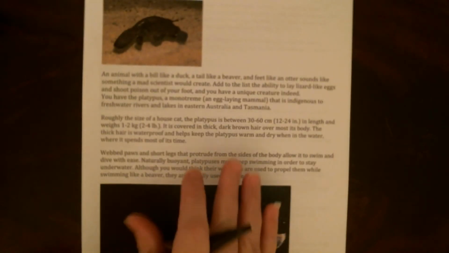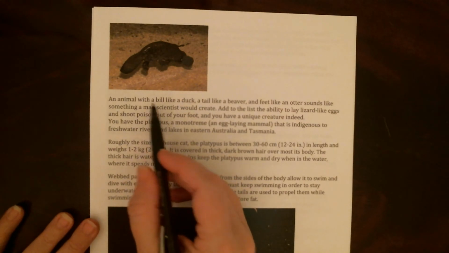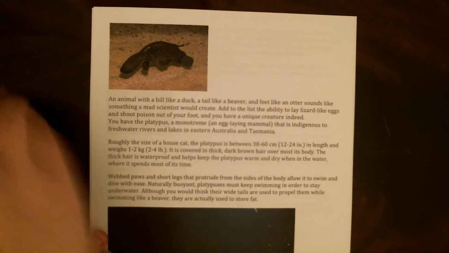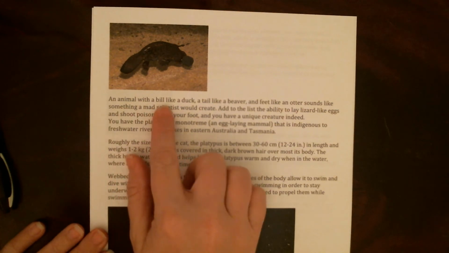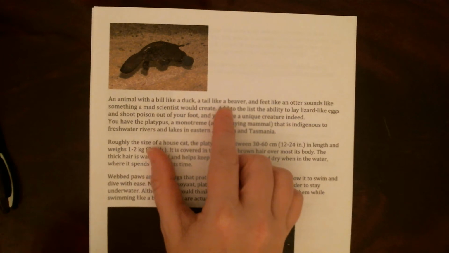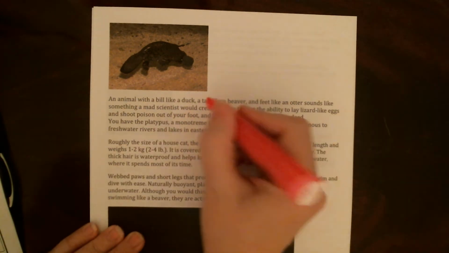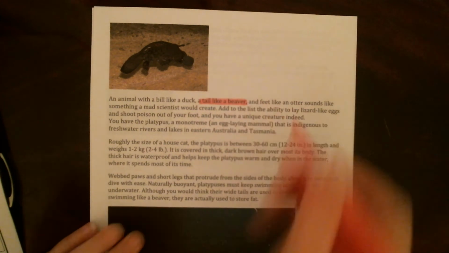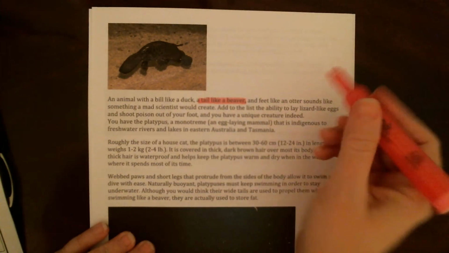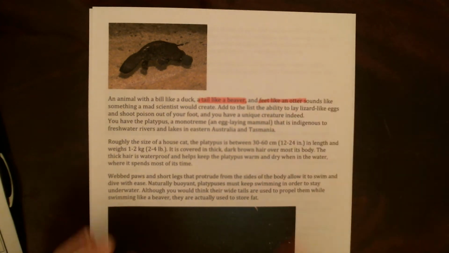All right. So then I went to another site and I got this information. Oh my gracious. It's got a lot of the same information, but I might be able to add a little bit to it. So there's my platypus, an animal with a bill like a duck. We said that. A tail like a beaver. Oh, I didn't get that before, so I'm going to highlight that just so that I can think about it. And feet like an otter.